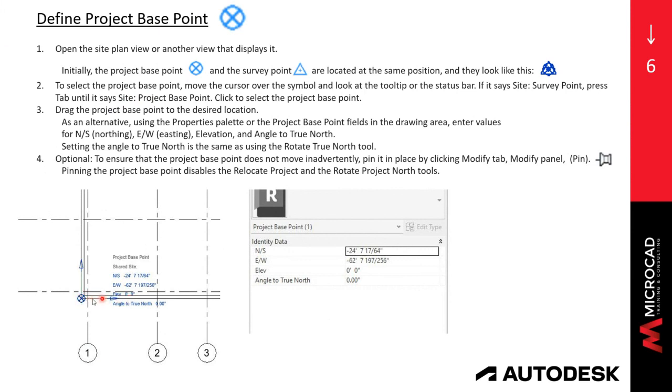And once it's in that location, you can either do that manually, or you can move the project base point by the north, south, east, west, and elevation properties that the project base point has in its Properties dialog box.